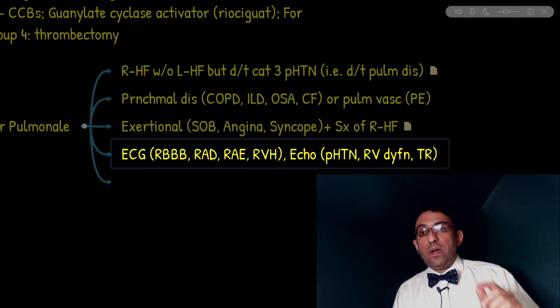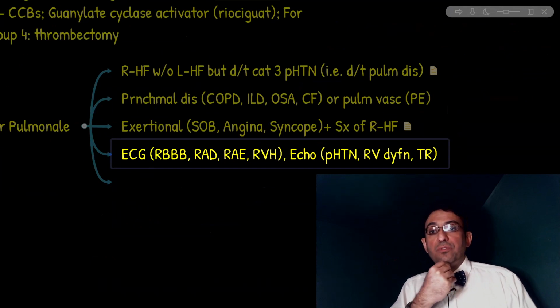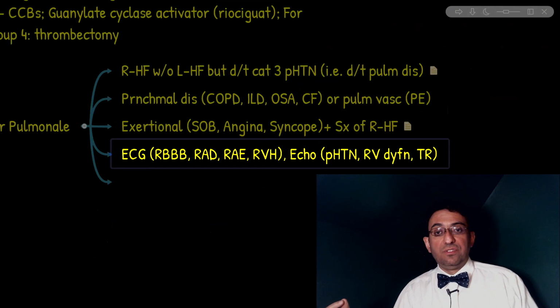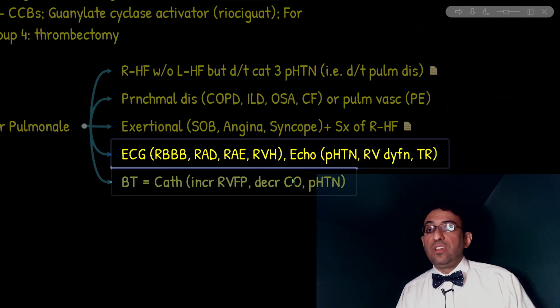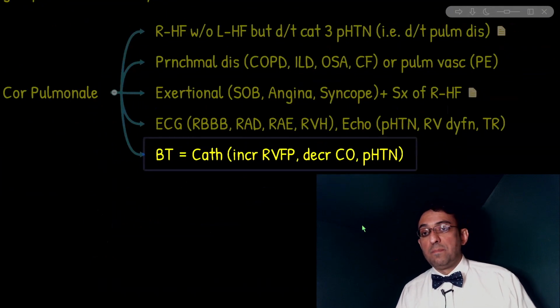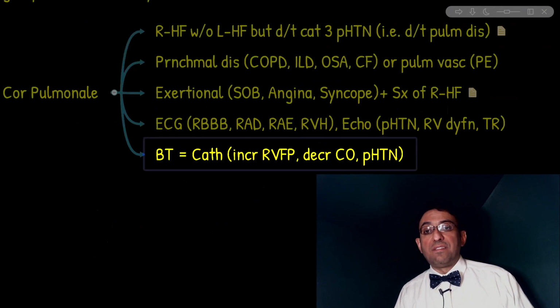Now, what are the echo findings in support of cor pulmonale? Again, the echo findings that support pulmonary hypertension, plus the echo findings indicating right ventricular dysfunction, and possibly the echo findings of tricuspid regurgitation. Please always remember the possibility of secondary tricuspid regurgitation in right-sided heart failure. What is the best test for assessment of cor pulmonale? Similar to the best test for pulmonary hypertension, here it is right ventricular catheterization.